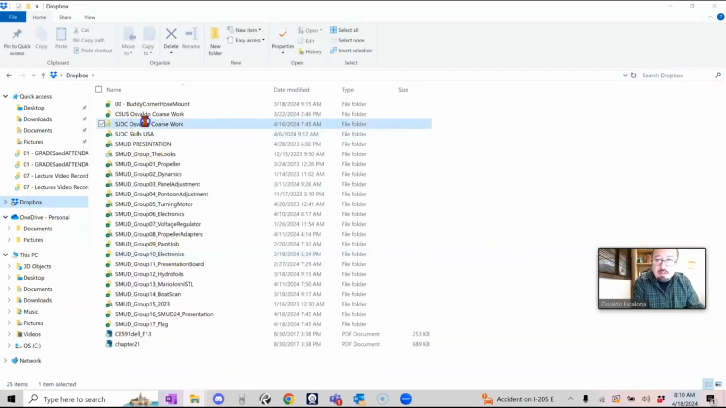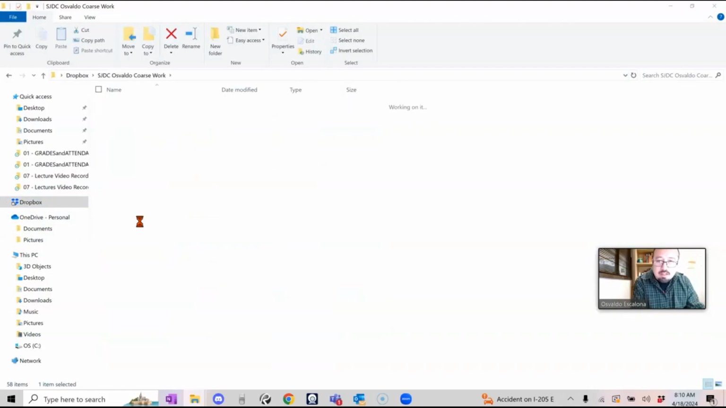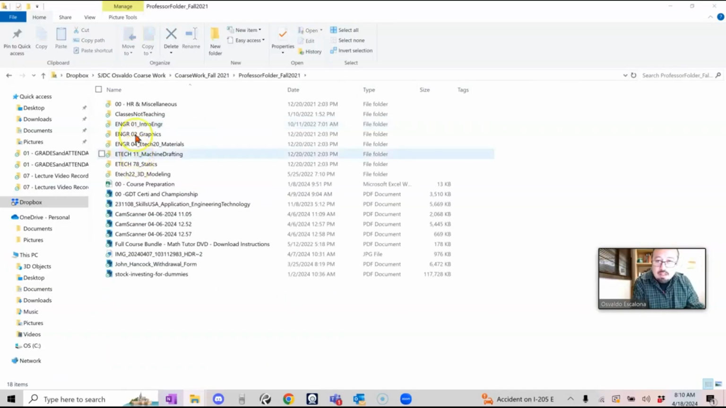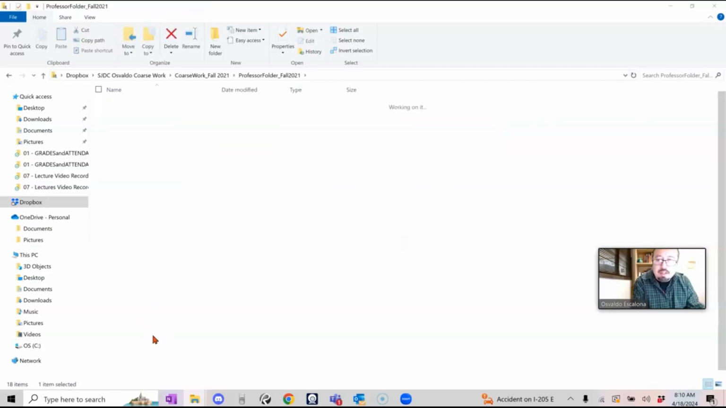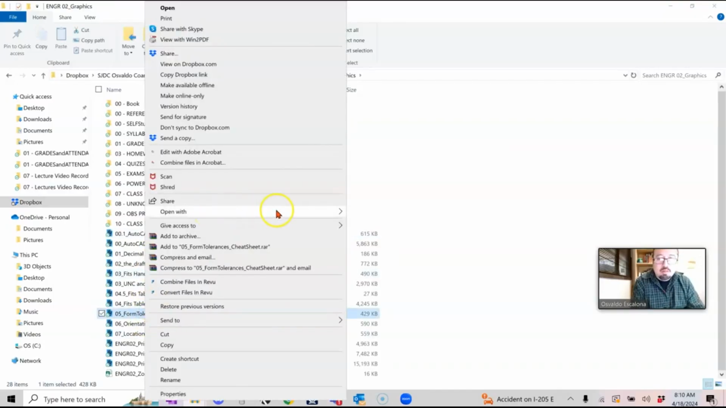There we go. SJDC. Too many files here. Come down, and then come down. Professor, and then Engineering 2. And somewhere in Engineering 2, I talk about form tolerances. Let me open this one. Open with Adobe.